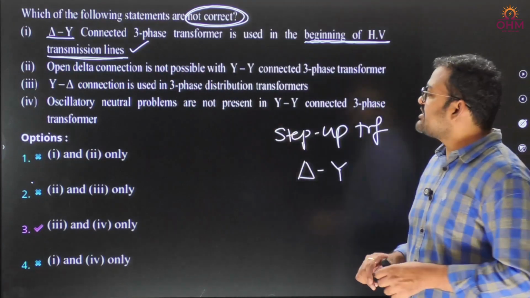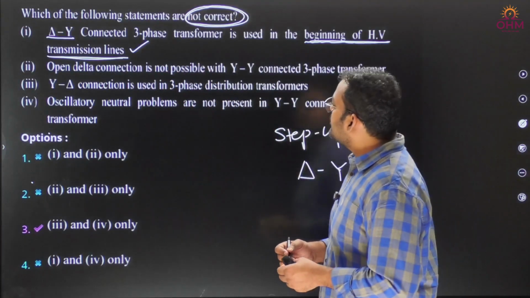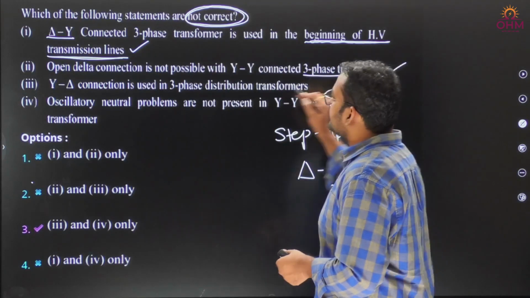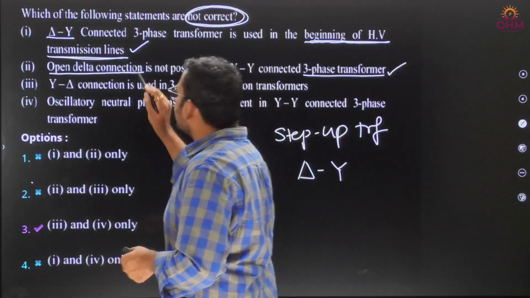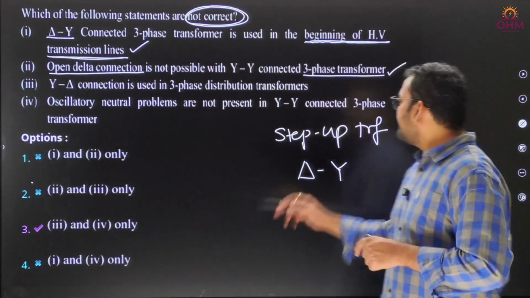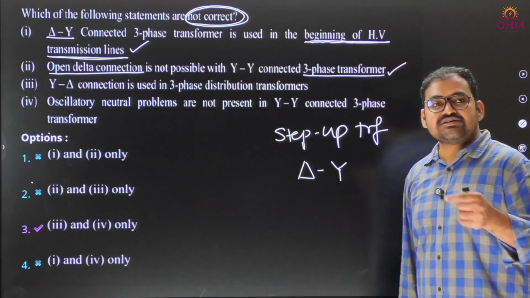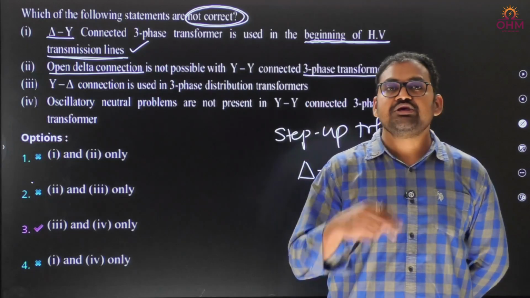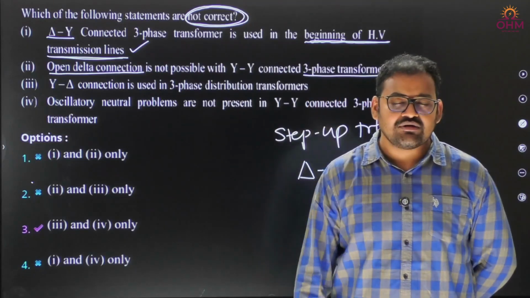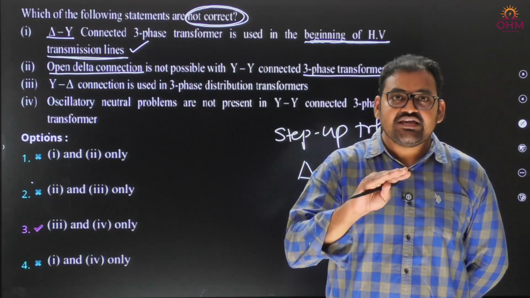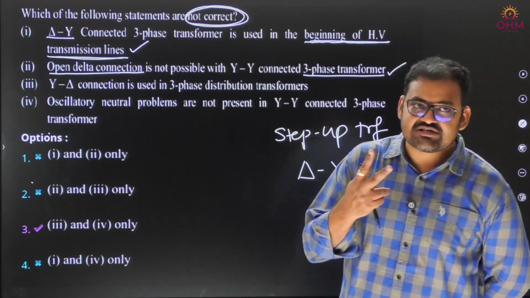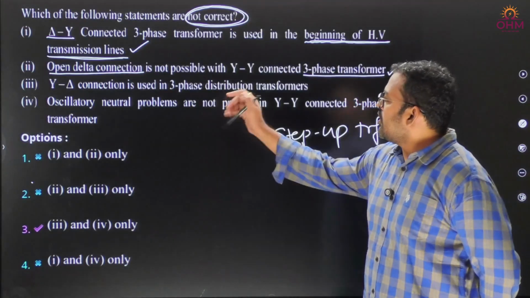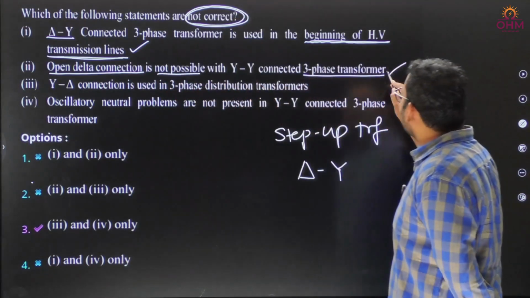Okay, let's see the second statement. Open delta connection is not possible with star-star connected 3-phase transformer. Yes, it is correct. Why? Because open delta connection means I don't need a 3-phase transformer, guys. I need single-phase transformers. If it is a single 3-phase transformer, we cannot create open delta connection. I need at least 2 single-phase transformers so that I can form open delta connection. Therefore, not possible is a correct statement.